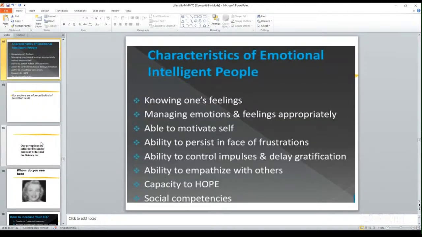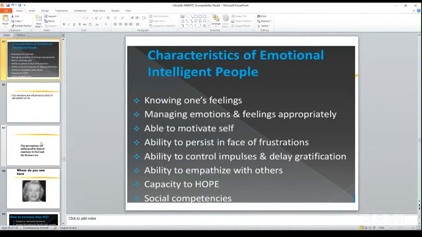Characters of emotionally intelligent people. How do you know one's feelings? Basically, you see how your students are feeling about your class, their own perceptions. All this matters. Then managing your own emotions and feelings appropriately. Sometimes you get angry in the class, but you have to manage those emotions and feelings appropriately inside the class. Then being able to motivate self.